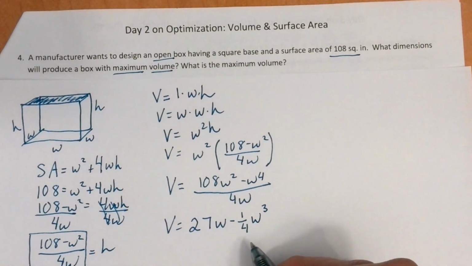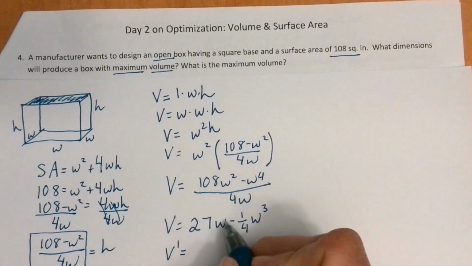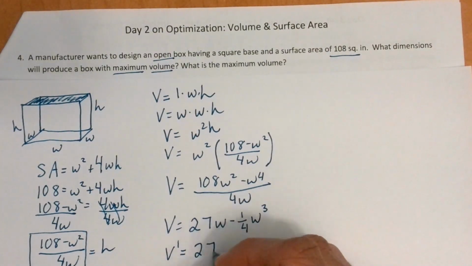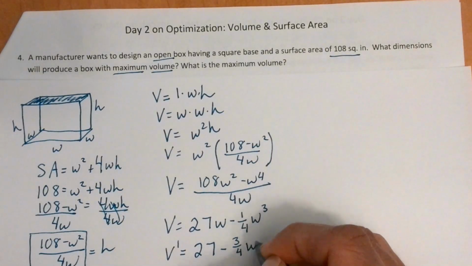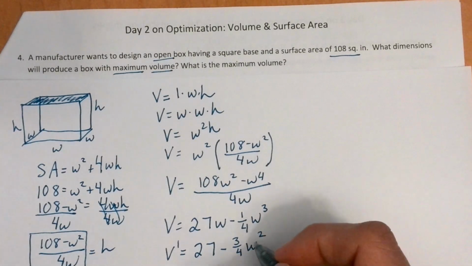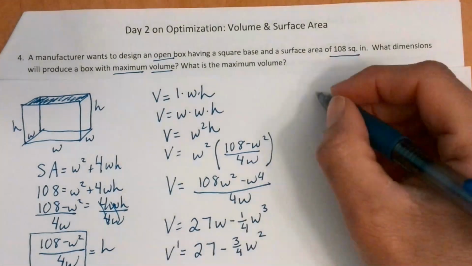And now I am going to differentiate this function. So derivative of 27w is 27. I'm using my power rule here, so minus 3 times 1/4 is 3/4 w squared. And now I've got my derivative. I want to set my derivative equal to 0.